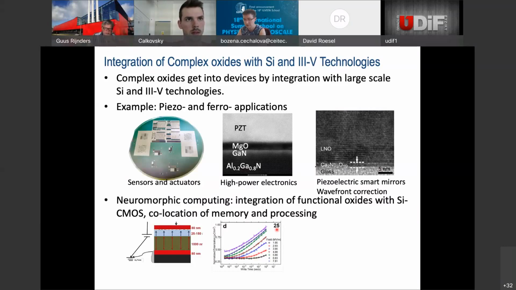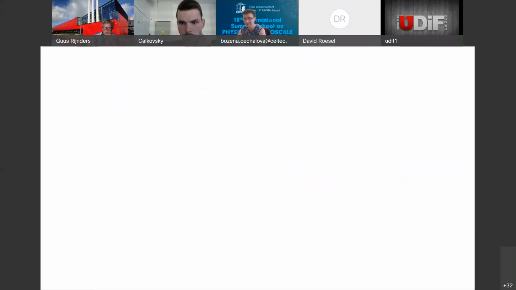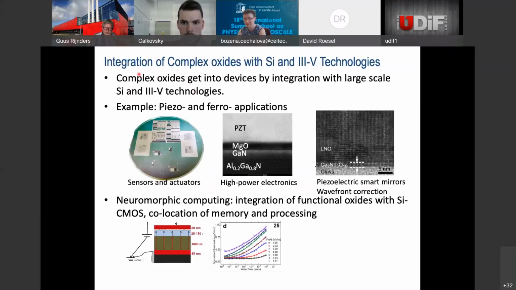So I hope that I've shown you that nowadays, oxide complex growth worldwide in many labs is a nice material to work on several functionalities, whether it is superconducting, magnetic, or ferroelectric, for all kinds of applications. A lot of groups, also our groups, are working on the integration of these complex oxides with large-scale silicon and III-V technologies. And I've shown you a few examples: sensors and actuators, high power electronics, and also piezoelectric smart mirrors.